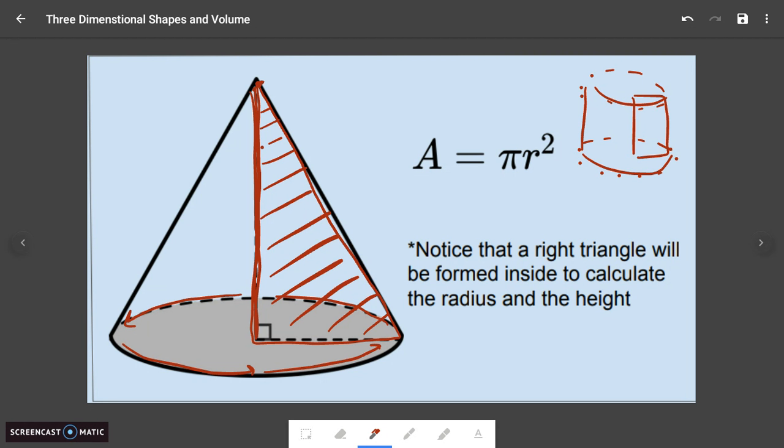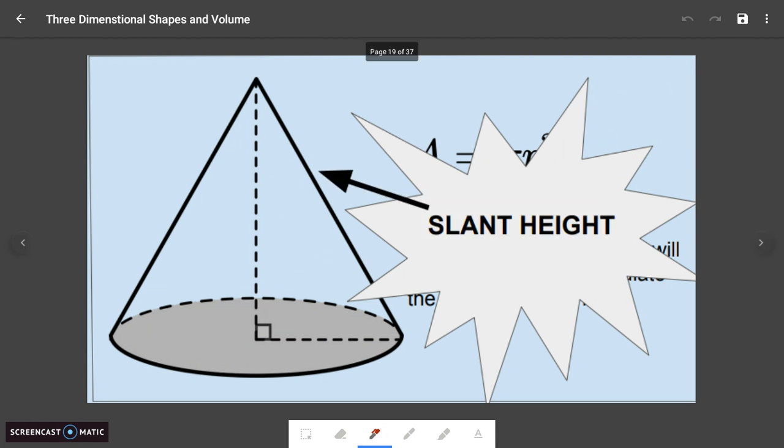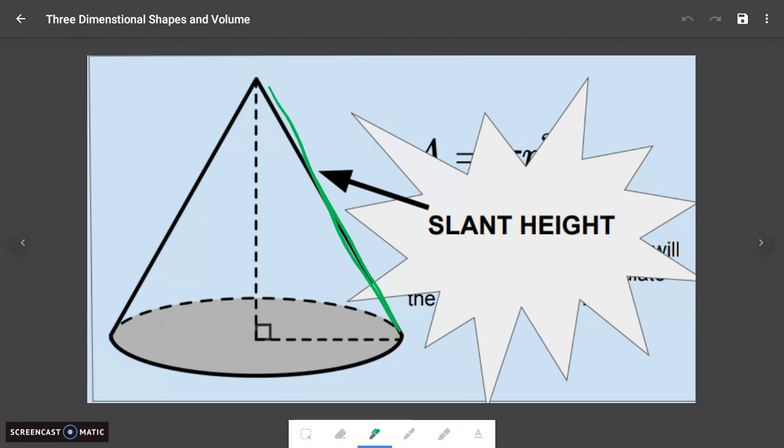That right triangle also has a really important value that we need to be careful of. We want to never confuse the height with the slant height. The slant height is this side, this diagonal path. Think about when you're going to the doctor and you're getting your height taken. Do you ever kind of slant and lean and see what happens? No. To get an actual height, we want to make a right angle always.